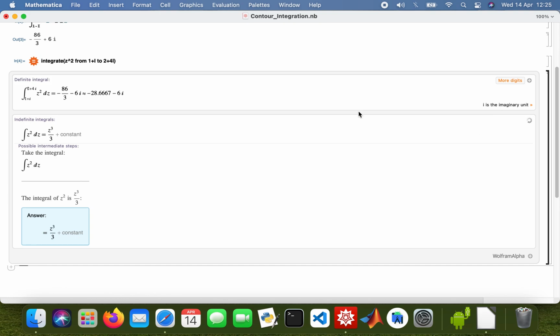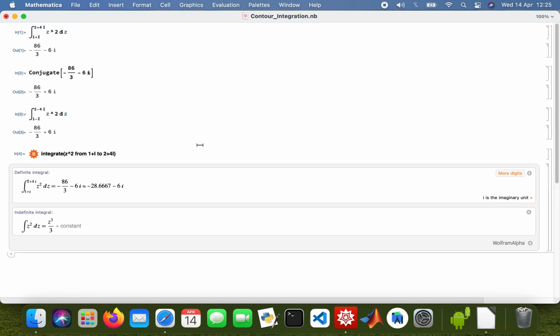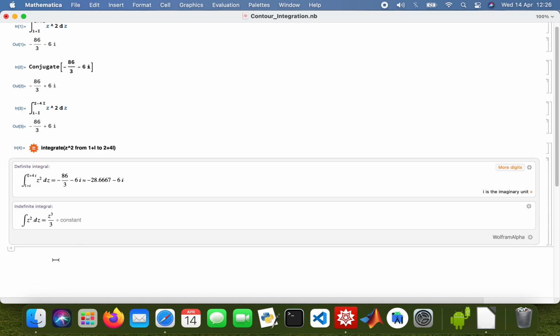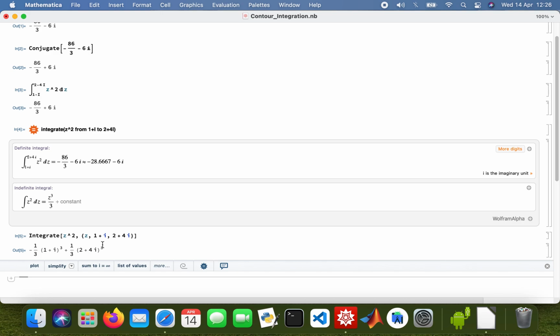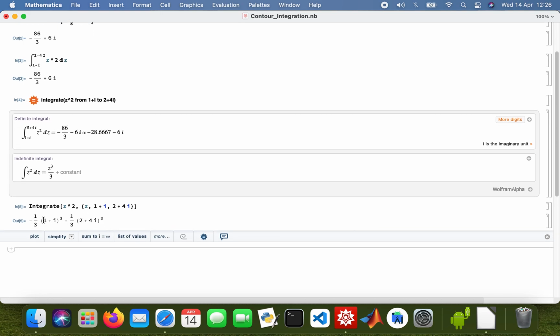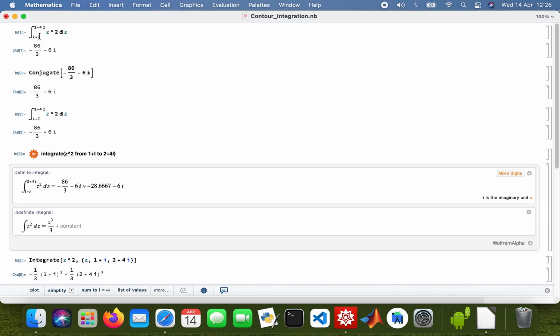Okay, so the thing with Mathematica as well, you need to use capitals for your functions. So I can do the integral again using a small letter i. So Integrate z squared, and my z values will be 1 plus i, and then 2 plus 4i. Okay, so you can still simplify it, obviously, when you're doing it by pen and paper. You'd know how to use your complex numbers and stuff. But when you use Mathematica, always use capitals for your functions.